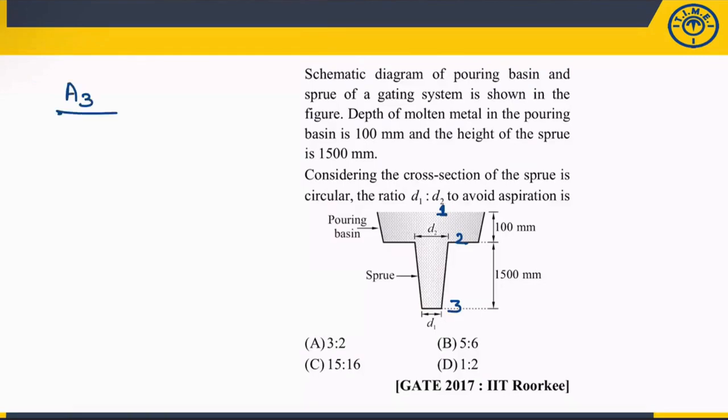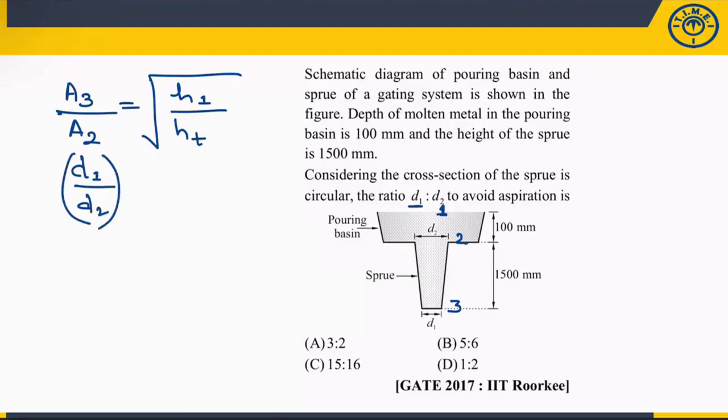Area ratio, if I write, A3 by A2 is nothing but square root of H1 by ST, where ST is the total height. So what you have to calculate? The ratio of D1 and D2. So D1 means A3 we have considered. So this is nothing but D1 divided by D2 whole square, because area will be pi by 4 D square only.